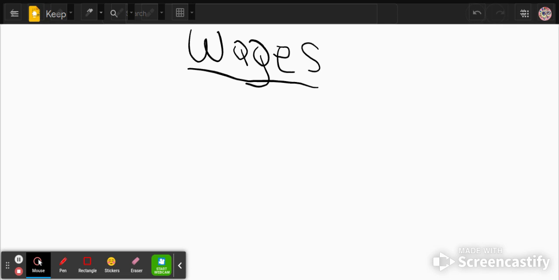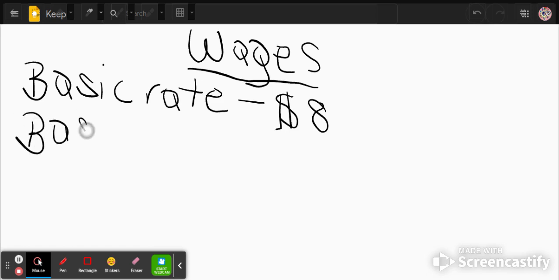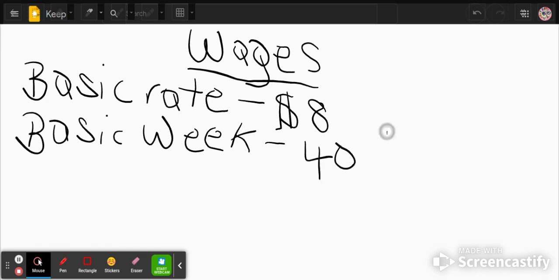So when you say per hour now, we can introduce a term called basic rate, right? And simple. Basic rate refers to the amount of money you make per hour. So an example could be $8. That's a basic rate as an example, right? So now we want to introduce another term, and that is called the basic week, right? So the basic week is basically the total amount of hours you are expected to work during a given week. So an example could be 40 hours.